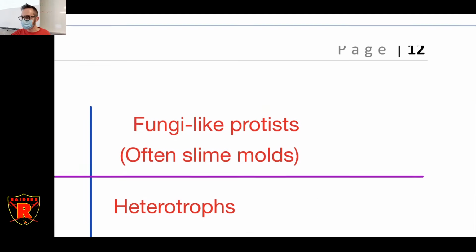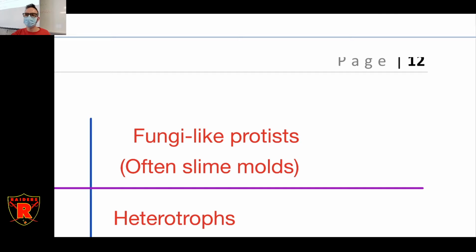All right, and then the last grouping here is fungi-like protists. So they're not a plant, they're not an animal. These ones are like a fungus. Most fungi-like protists are slime molds. I'll put up a video of what a slime mold looks like too.